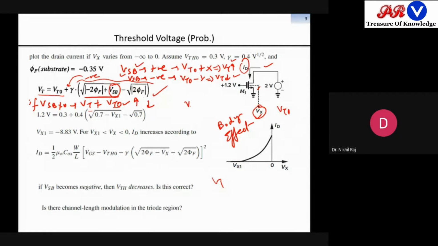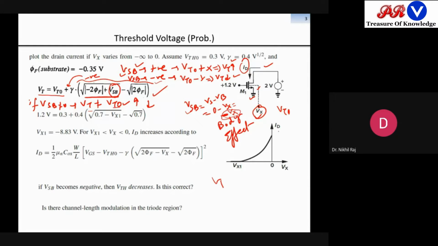So in this question, we see that VSB is there. What is VSB here? VSB is Vs minus Vb. Where is the source? Source is the arrow part, that was 0, and Vb is nothing but Vx. This means VSB is nothing but minus of Vx. It means that at the body, my effective VSB is taking a negative value.